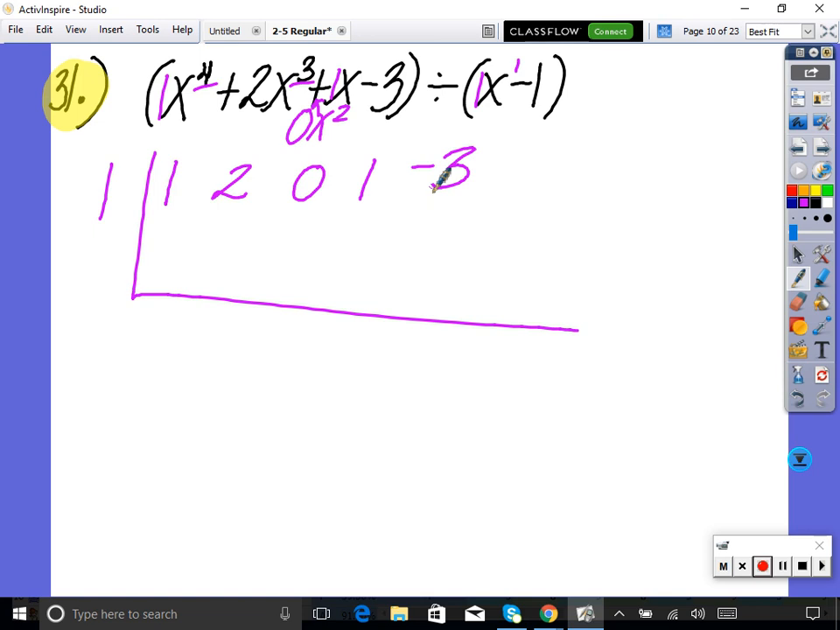Because there's no x squared there. We have to have a coefficient for each place. So since there's not an x squared, we have to put in a 0. Just for synthetic division though. Long division, not necessary.